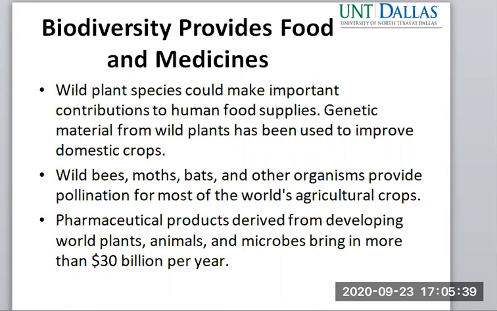Biodiversity provides us food and medicines. Genetic material from wild plants has been used to improve domestic crops. It has been found that the noted tropical ecologist Norman Myers estimates that as many as 80,000 edible wild plant species could be utilized by humans.